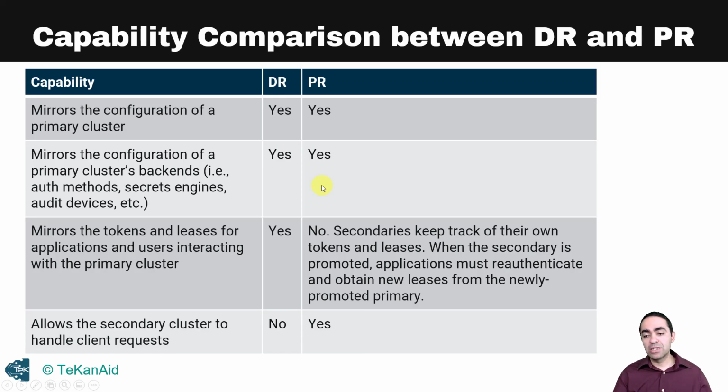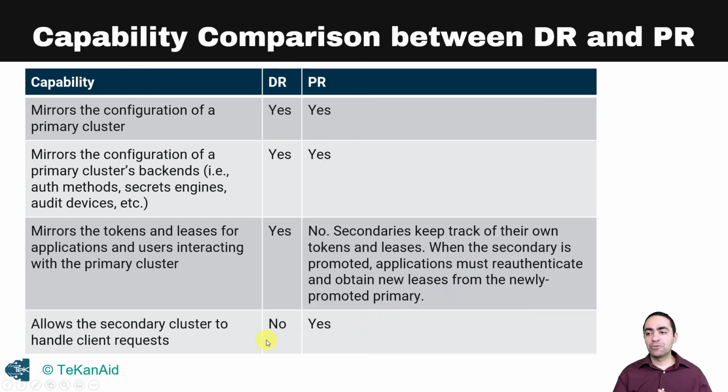Where they differ is when it comes to tokens and leases for applications and users interacting with the primary cluster. So yes for DR, no for PR. And again, secondaries keep track of their own tokens and leases. And when the secondary is promoted, applications must re-authenticate and obtain new leases from the newly promoted primary.